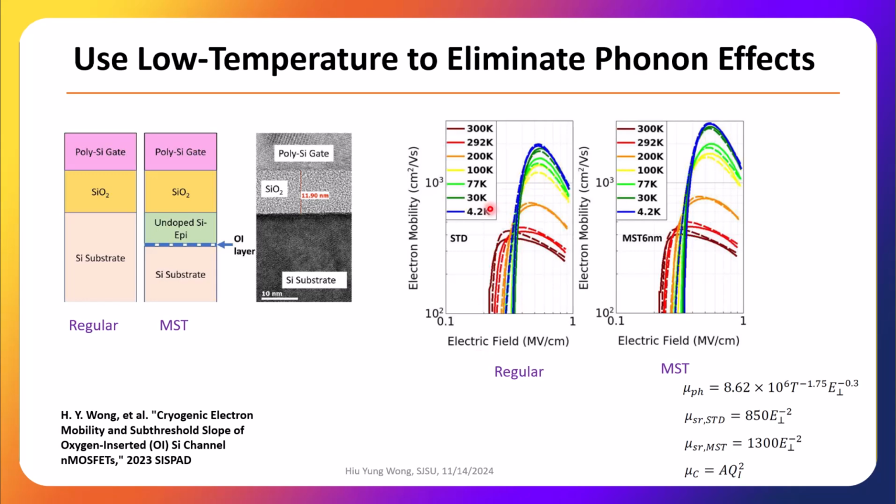Right. Here we also show that we use cryogenic measurement to study some properties. For example, the scattering of electrons under the gate oxide can be due to phonon scattering, surface roughness scattering, and Coulomb scattering. Sometimes it's very difficult to disentangle them. So if we bring it to 4 Kelvin, we can extract the mobility as a function of electric field. At lower temperature, of course, the phonon scattering effect will be gone. So then you can see that for these two devices, one is called regular, one is MST. MST has much higher mobility than the regular one, and that's why we say the surface roughness scattering is much better in this process. And we use this to extract the parameters.